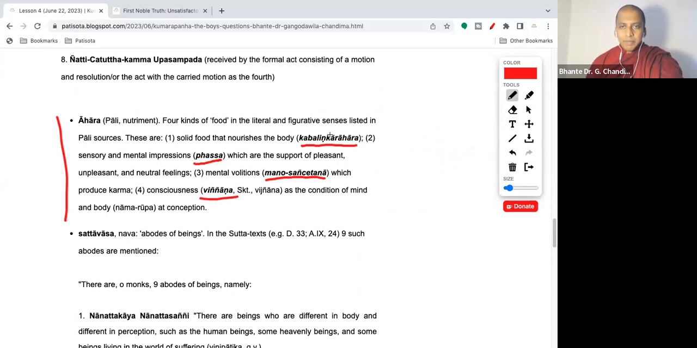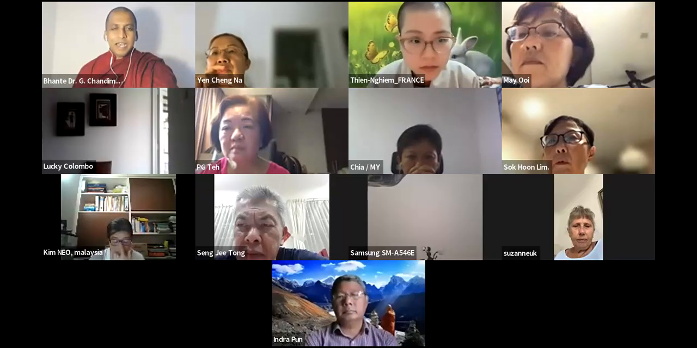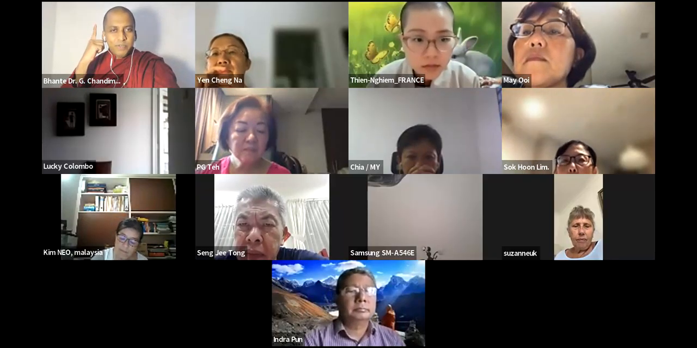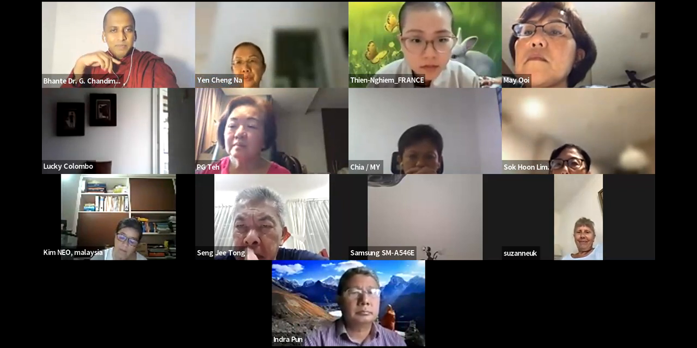Kabalinkara ahara, solid food that nourishes the body. Can anybody identify what they are? Kabalinkara ahara? The food that we eat every day. So what about the food for Devas? Are they also eating solid food? Devas and Brahmas?